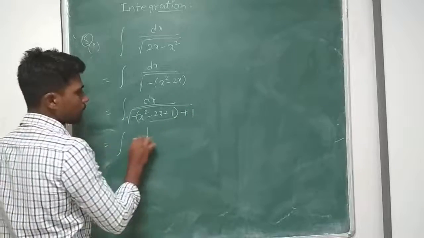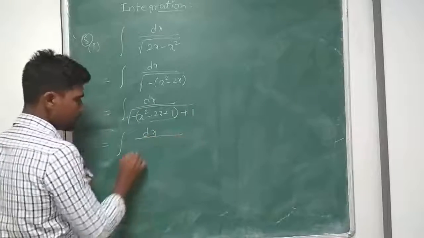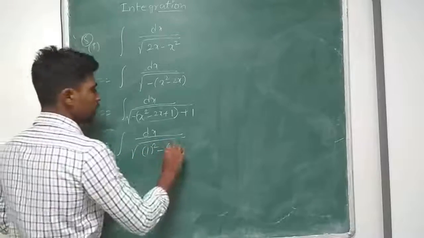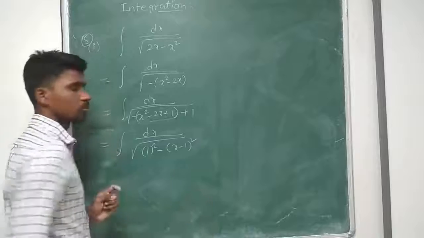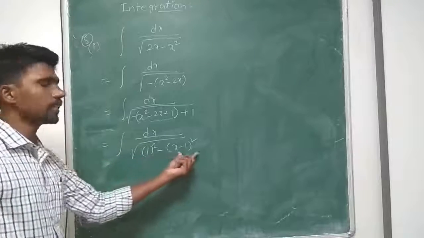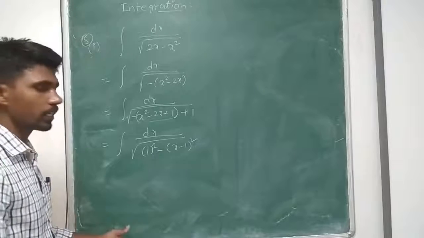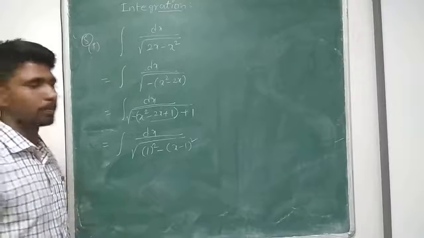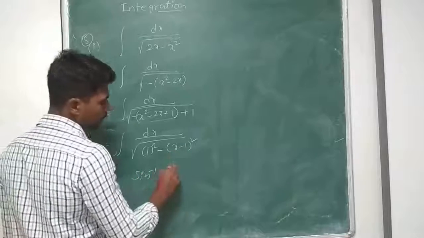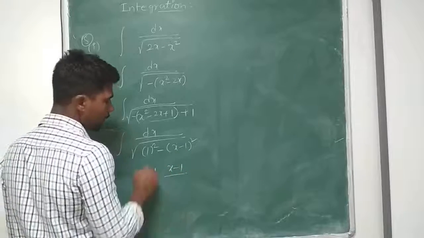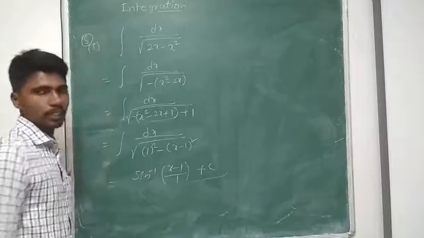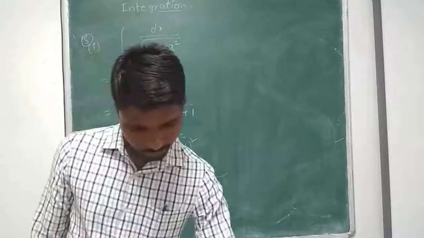Now this can be reduced to dx by under root 1 square minus (x minus 1) whole square. Now it is in the form dx by root of a square minus x square, which is nothing but equal to sin inverse of x by a. So our answer: in place of x I have x minus 1, in place of a, 1, plus a constant c. Next problem.